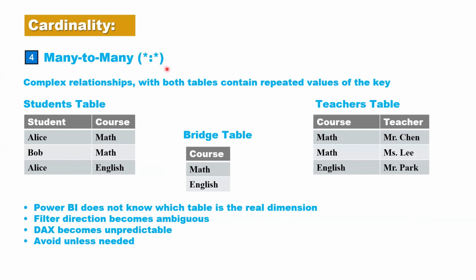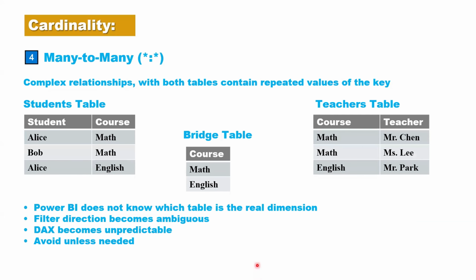Both tables contain repeated key values, so Power BI can't determine which table should behave like the dimension. This makes filter direction ambiguous. Because of that, many-to-many relationships should be avoided unless absolutely necessary. Let's look at an example using a students table and a teachers table. Both tables contain repeated course values, which creates a many-to-many relationship.